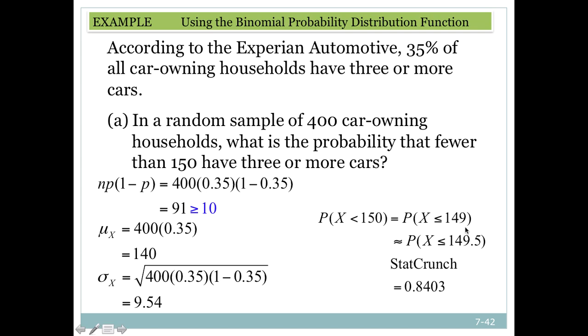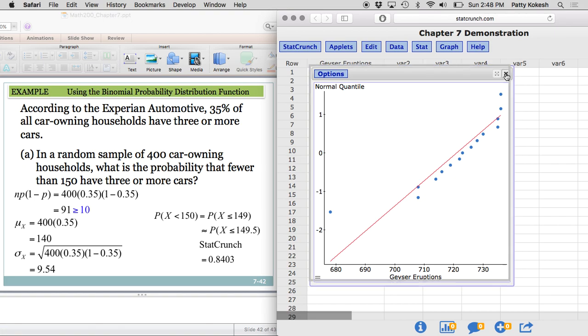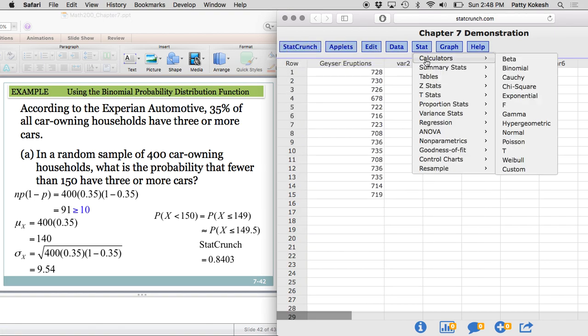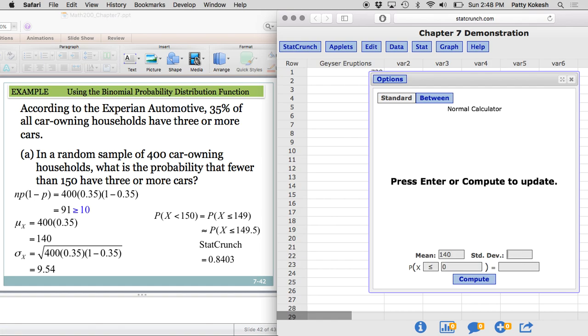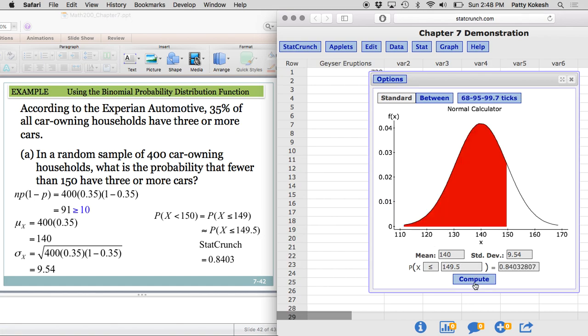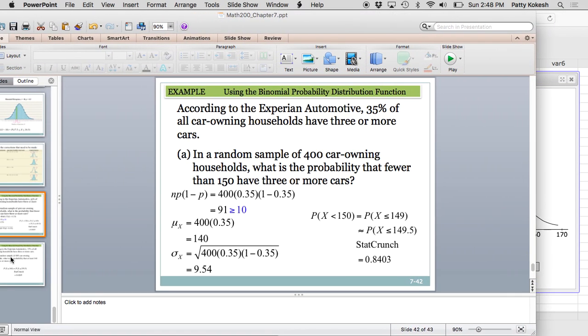Now I use my correction for continuity. If I have less than, then I add 0.5. And now I'm just going to use StatCrunch. So I go into the same place that I did before. This is still just a normal calculation. So I'm using the normal approximation, so I go to Stat, Calculators, Normal. I type in the mean that I found, which was 140, and I type in my standard deviation of 9.54, and then I want the probability that x is less than or equal to 149.5. That's using my correction for continuity, and I compute, and I get 0.8403, which is the value that I have here.